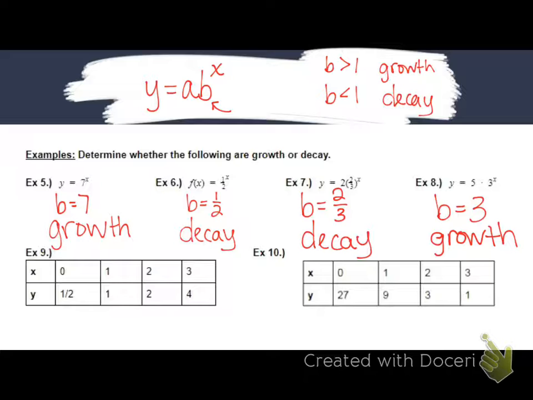So how are the y's changing on example 9? I don't think so. 1 times 1 doesn't give me 2. A half times a half doesn't give me 1. I don't think we're adding the same thing every time.